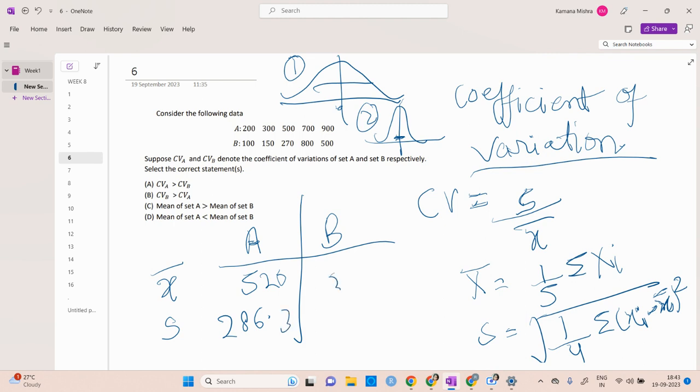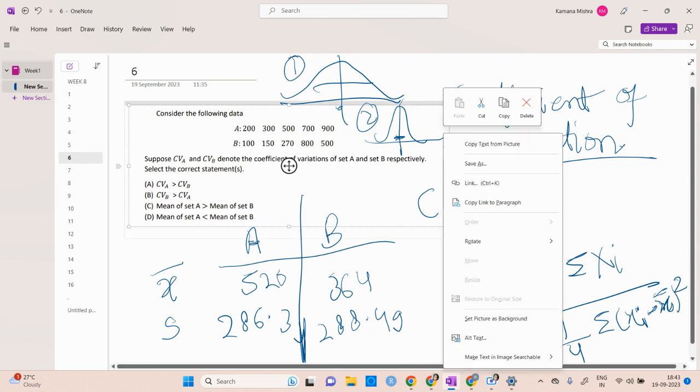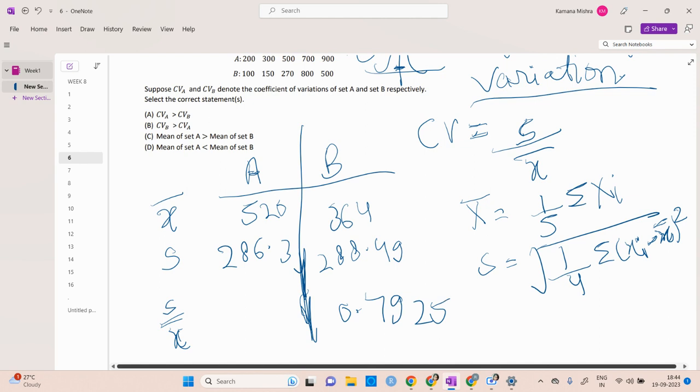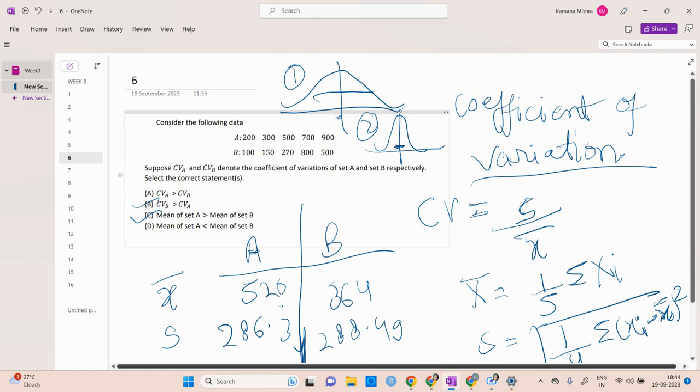286.3, and this is 364, and this one is 288.49. So you can see here that the S value is bigger here, and the mean is smaller here. So this one will have a greater coefficient of variation, specifically 0.79 something, and then it will have the variation of 0.55. So the answer is: the coefficient of variation of B is greater than A, and the mean of A is greater than B. Okay, so these two are the answers for this question.